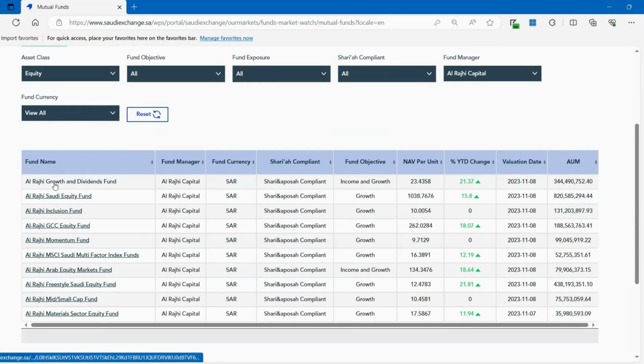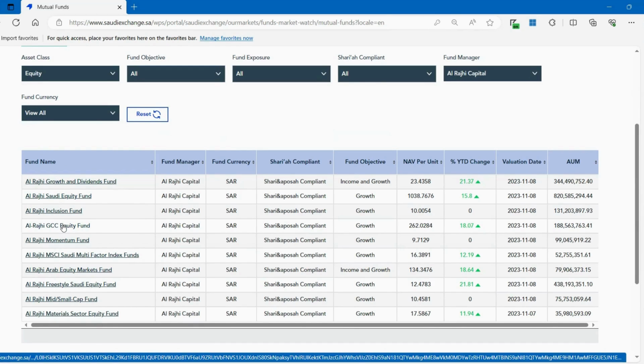Quickly running through them. Growth and dividends fund, all of these are in SAR. Then you have the Saudi Equity Fund. There is this GCC. From the name, you can get to know whether it's a local fund or an international fund. So GCC will invest in the GCC countries.